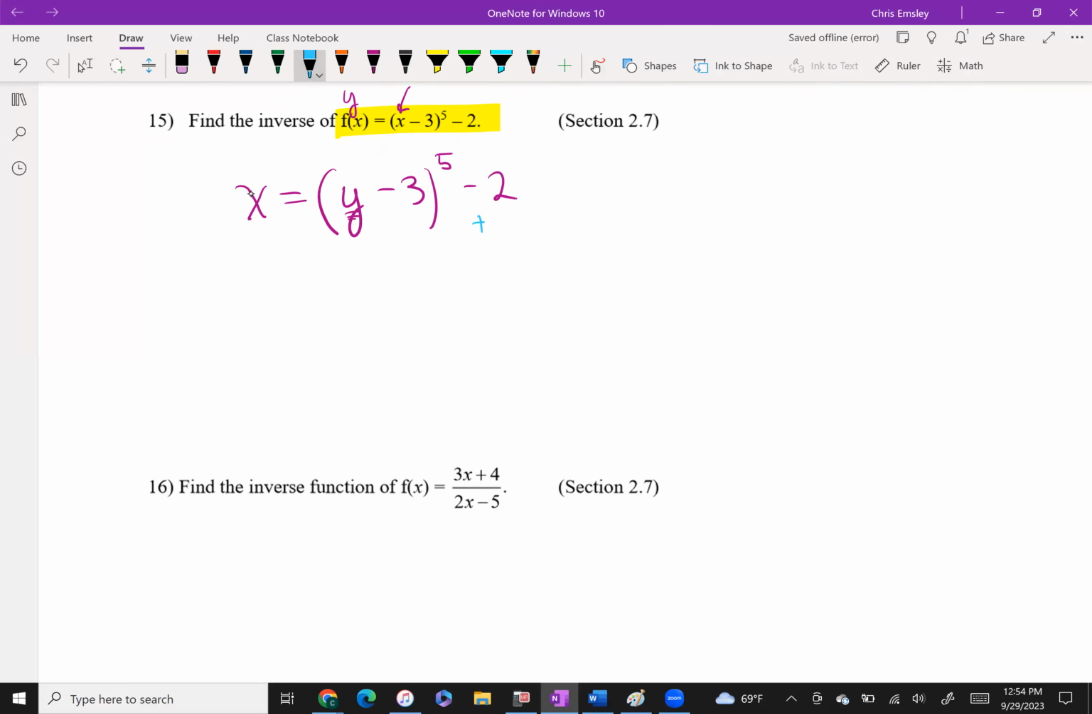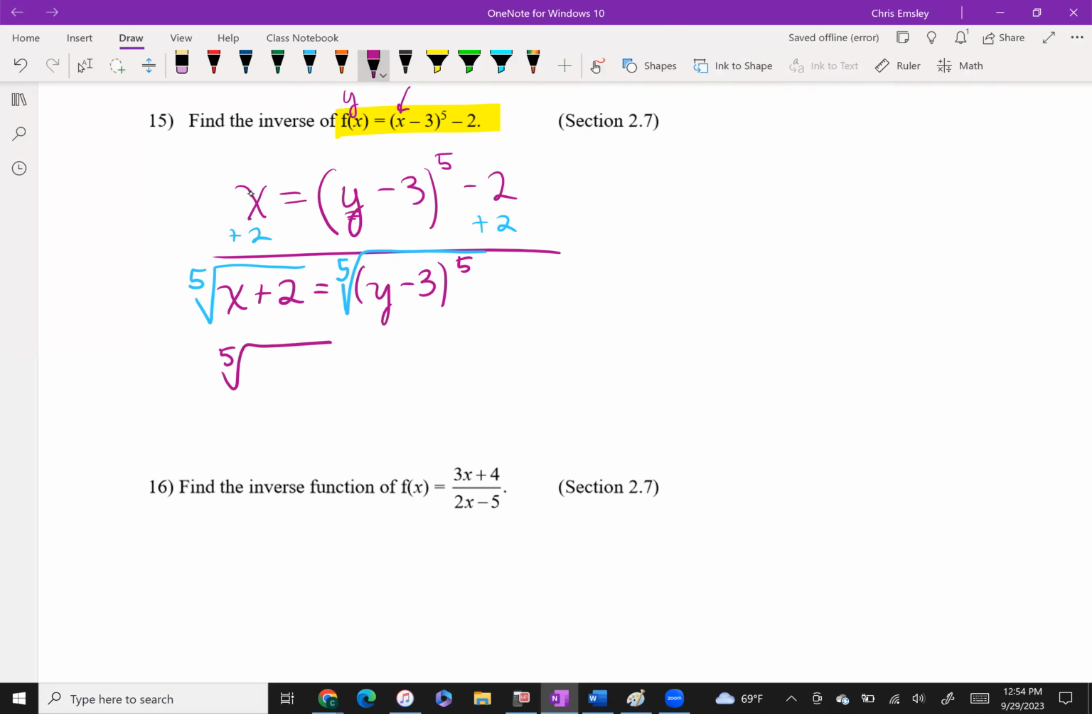So first step, let's add 2 to both sides. On the left, we can't combine those. We just write it out as a sum. Next up, we need to deal with that exponent. The way we get rid of an exponent when we're solving is we use a radical with the same index. So it's not a square root, it is the 5th root. So on the left, we have the 5th root of x plus 2. On the right, the 5th root and the exponent cancel each other. We have y minus 3.